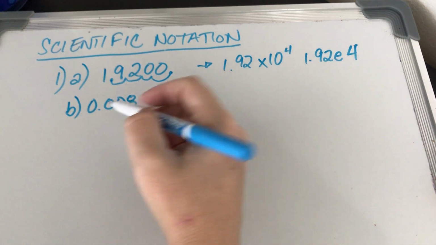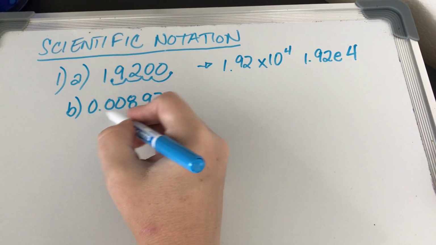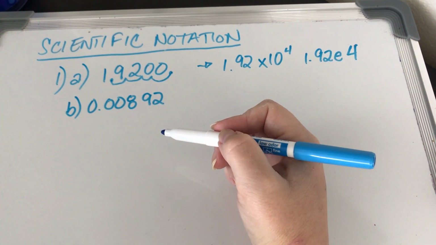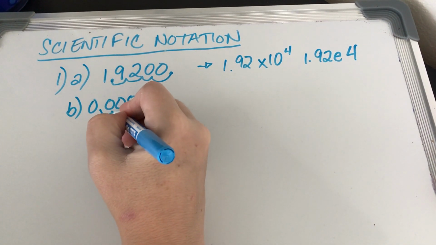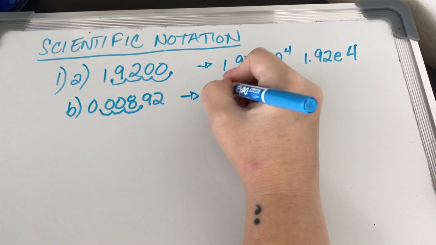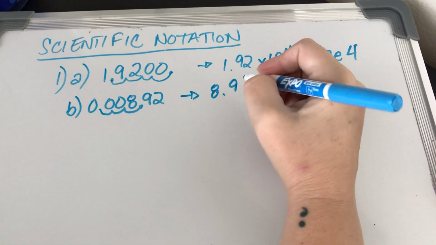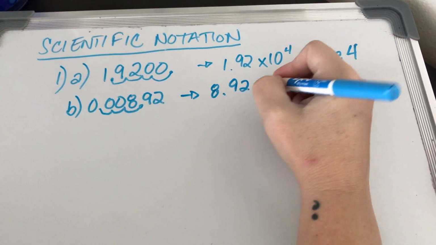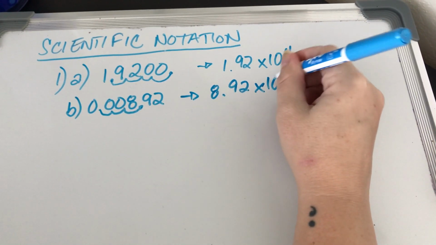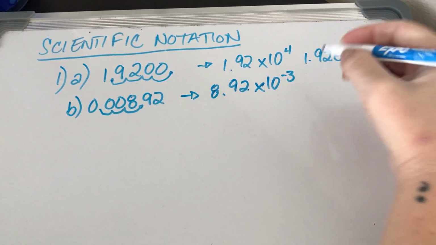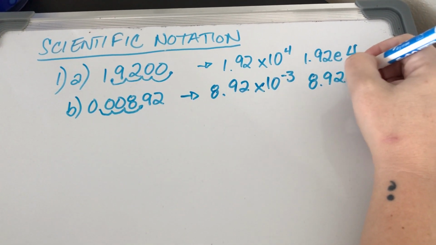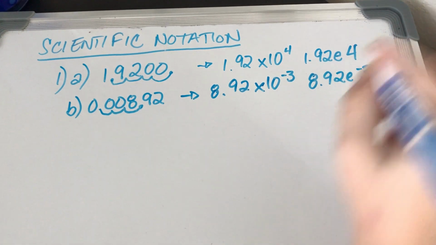Small. So small, right? So when we do this one, it's going to have what kind of exponent? Negative. 1, 2, 3 places we're going over here. So we'll end up with 8.92 times 10 to the -3, which would be 8.92 e to the -3.